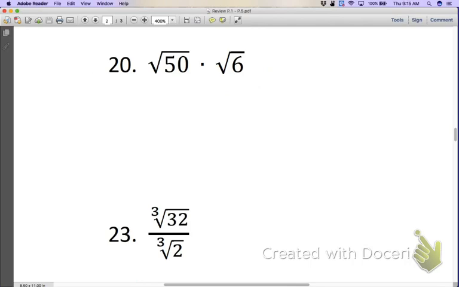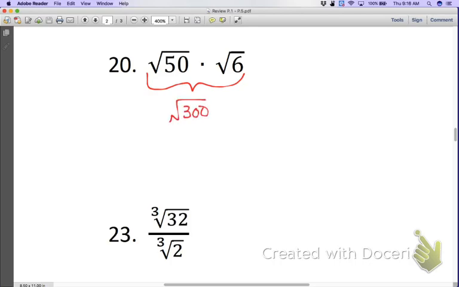All right, so on 20, you can really do this a couple different ways. The way that I would do it is one way, the way somebody else would do it is maybe another. What I would do is put it together and make it into one just because it's easier to simplify. That's more for my technique. Since they're both underneath the radical, I can multiply 50 and 6 together, so I can have the square root of 300.